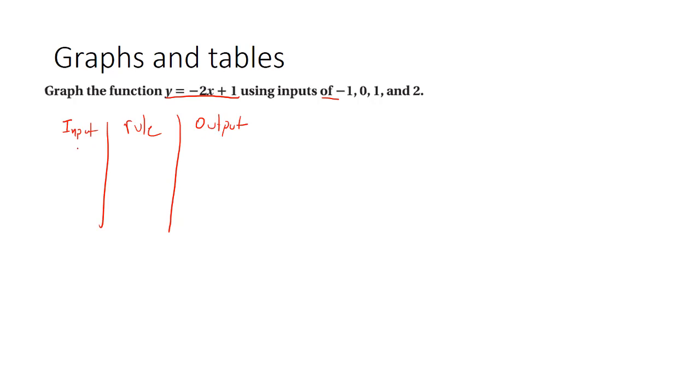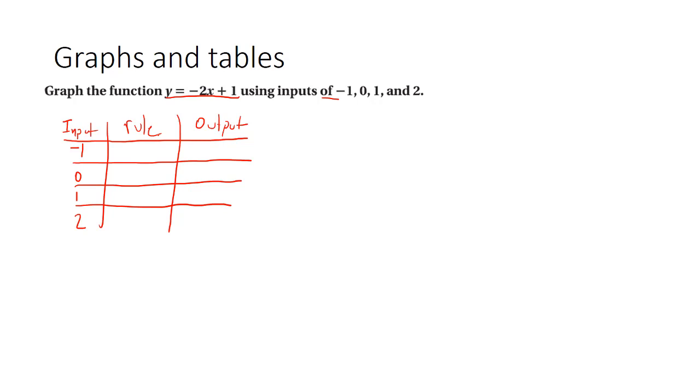And so my first input is negative 1. My next input is 0. My third input is 1, and my last input is 2. So input, rule, output: negative 1, 0, 1, 2. And my rule says negative 2x plus 1.